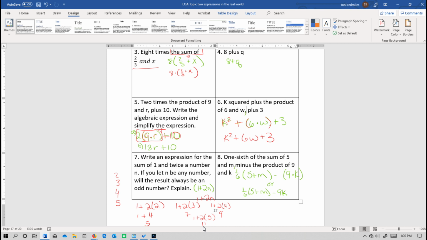All right, 1/6 of means multiplication, so I have my 1/6, and that's being multiplied. The sum of, and this is a good example of when I do need parentheses, because addition needs to be done before the multiplication, I would need those parentheses. So 5 and m minus the product of 9 and k. So the product of means another set of parentheses, and I put my 9 and k in there. I don't need this set of parentheses. It will be done first just by sheer order of operation. So I could also write it like this. It's up to you.